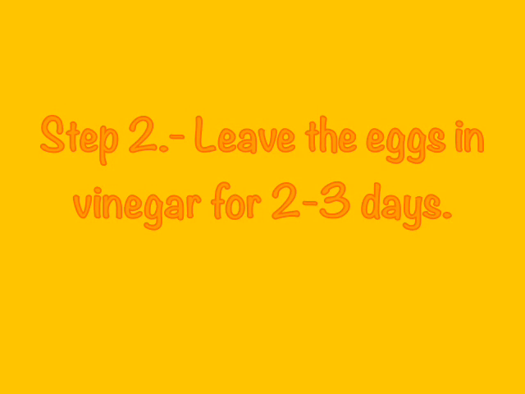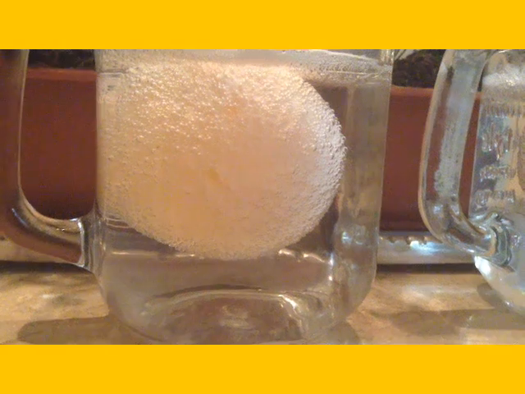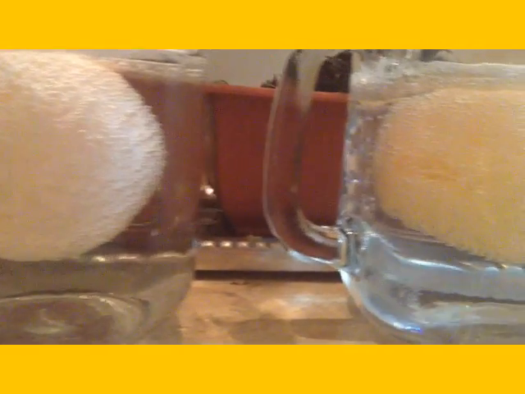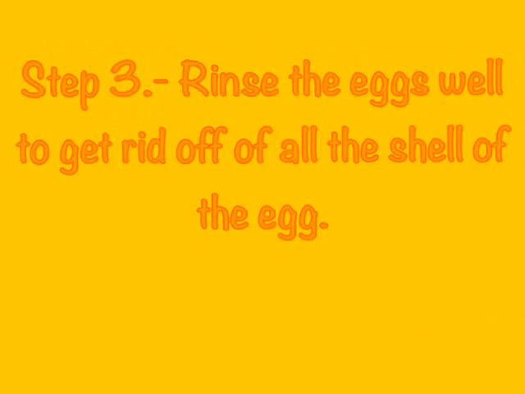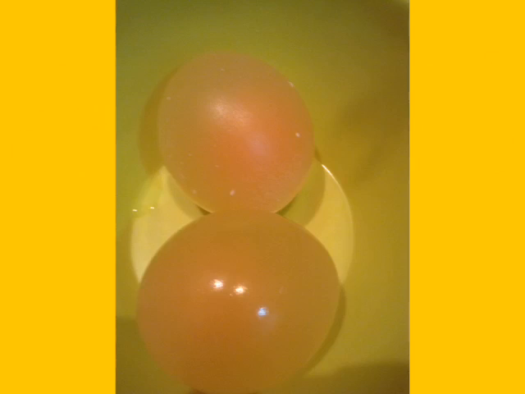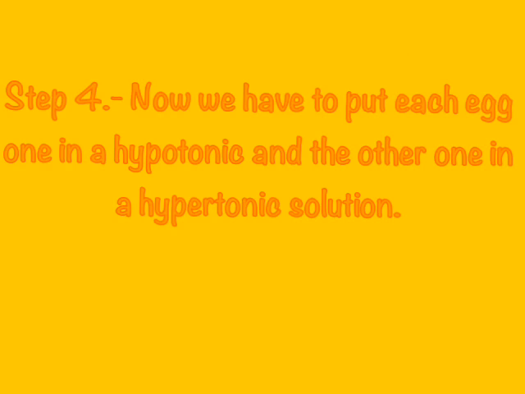Here, after 2 days of the egg being in vinegar, we can see how all the shell of the egg disintegrated. It disintegrated because of the contact with the acid of the vinegar and the base of the calcium. Then we can see the eggs without the shell and just the plasma membrane.